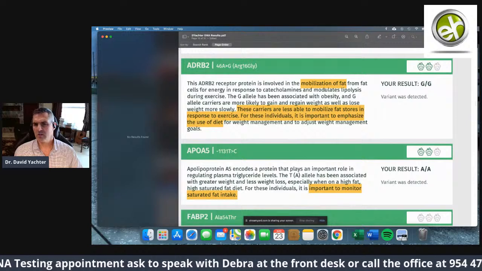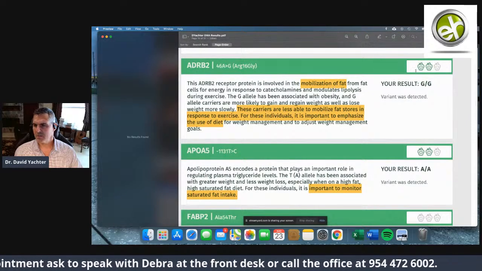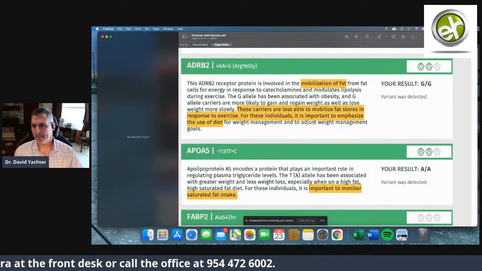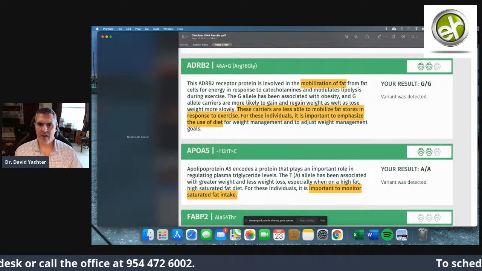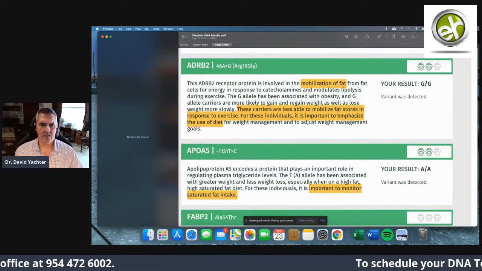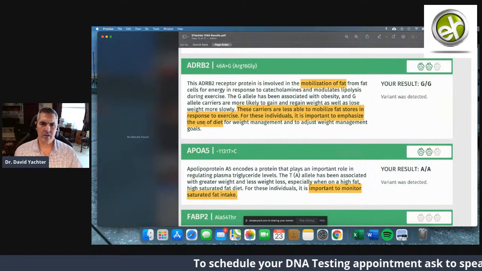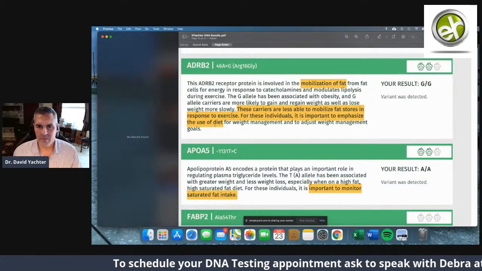ADRB2, which talks about mobilization of fat. So for this particular individual, high risk for the body's challenge with mobilizing fat. These carriers are less able to mobilize fat stores in response to exercise. So for these individuals, it's important to emphasize the use of diet for weight management.